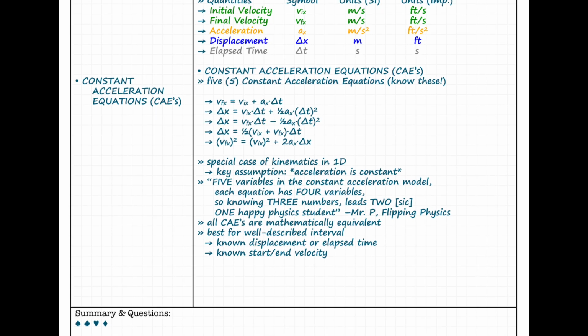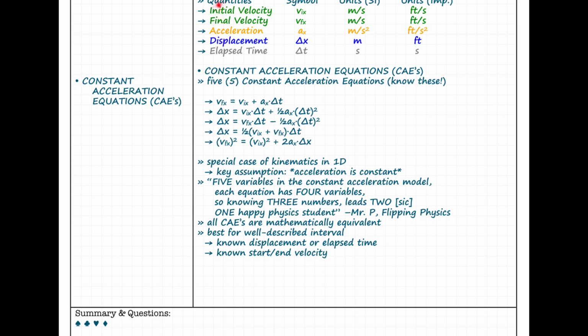We can use kinematics to find 5 constant acceleration equations. These are important. You're going to need to know them. These are the 5 constant acceleration equations here. And again, these are derived from kinematics in 1D. The underlying assumption, and the thing I'm going to keep mentioning to you, is that the acceleration is constant. These only work for that special case when acceleration is constant. But that's a special case that shows up a lot, and so it makes these very useful.